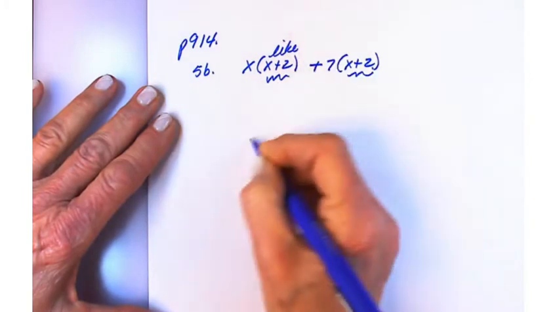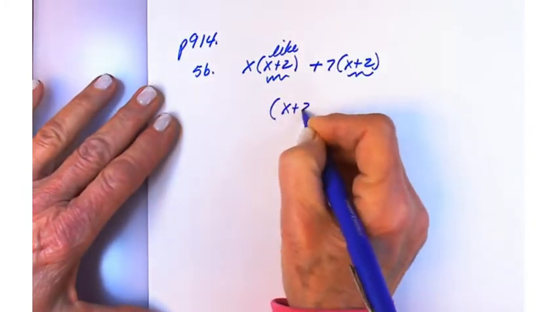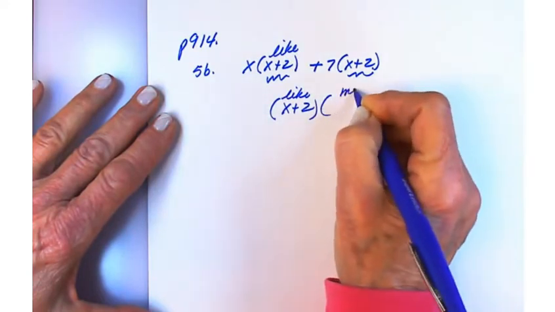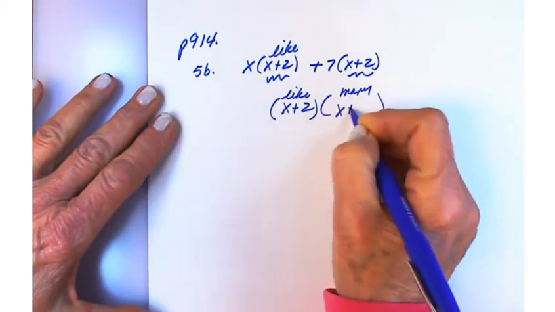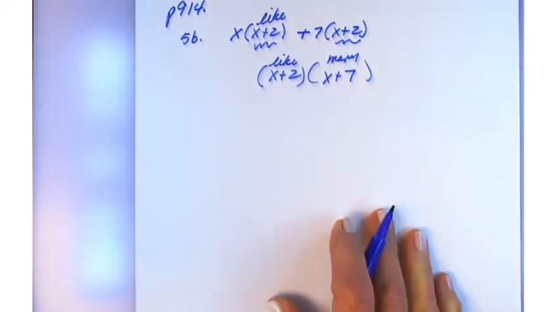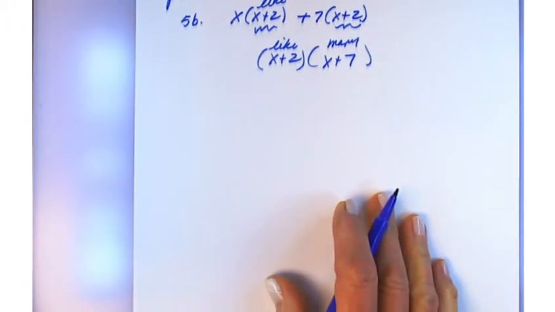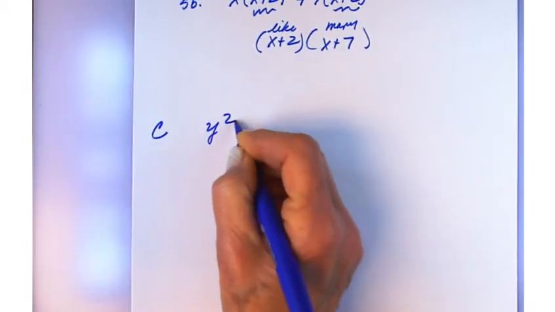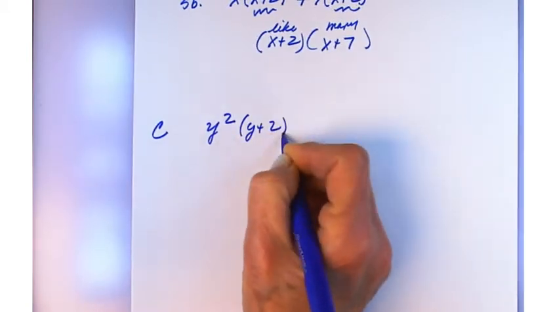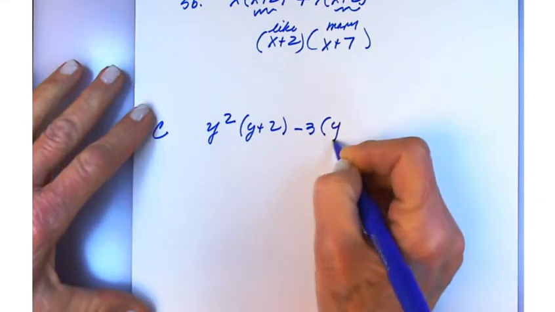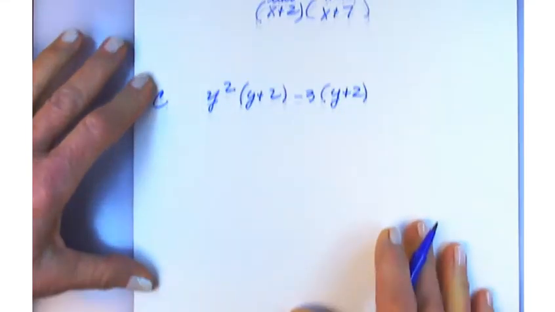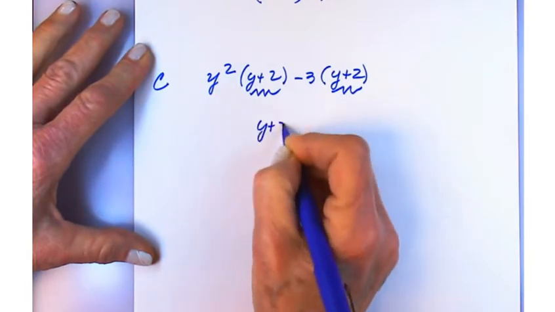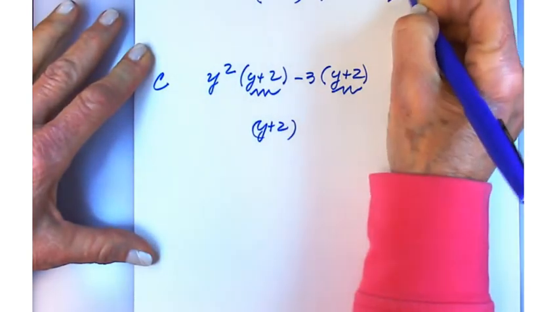So if you want to do it the way the book does, you're going to put the like quantity first. How many do you have? You're going to do second like that. And I have this going here. For C, we have y squared times (y plus 2) minus 3(y plus 2). Yes, I have like quantity y plus 2. So this is the book notation.